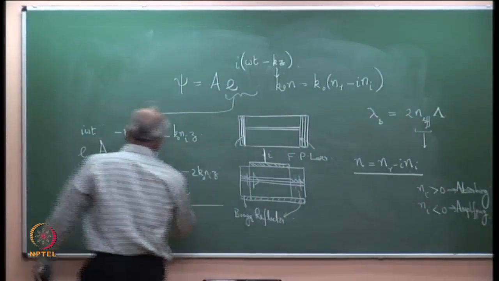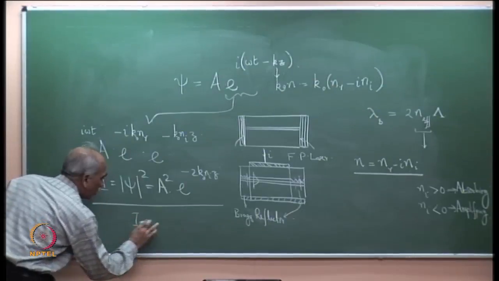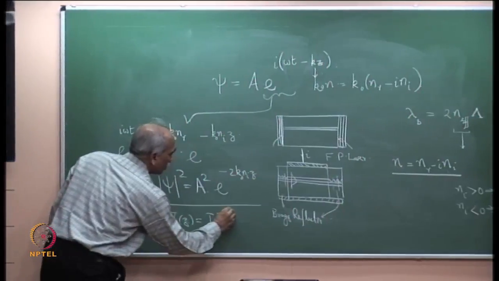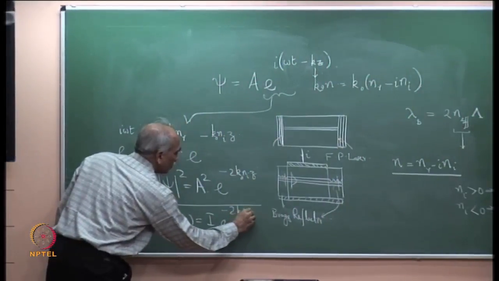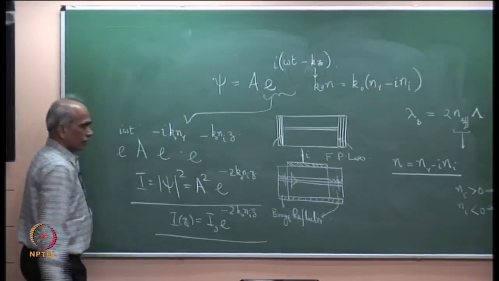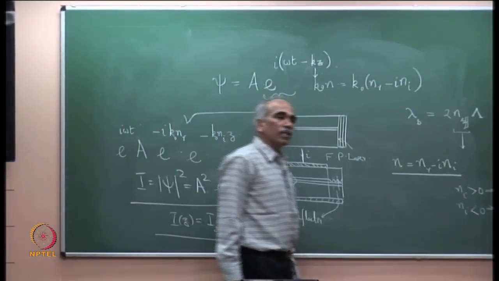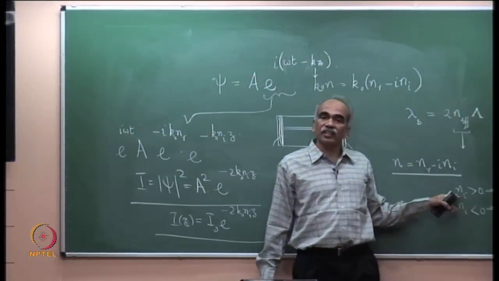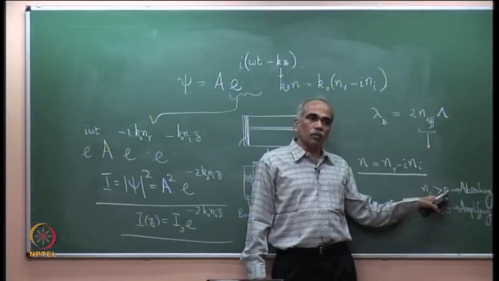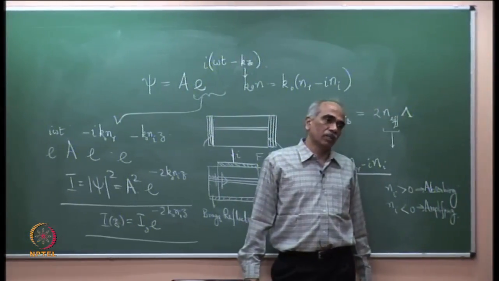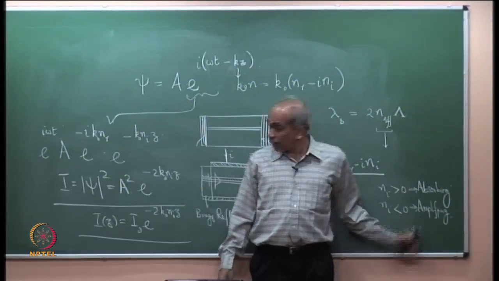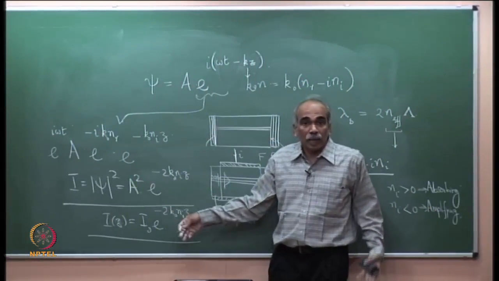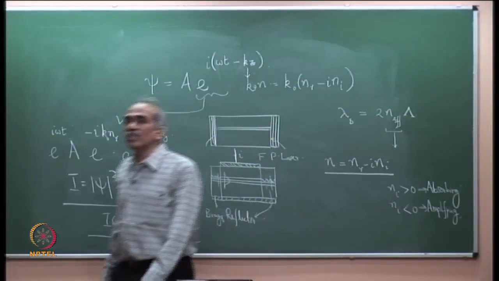This a square I can write as I 0. So, I have I of z is equal to I 0 into e to the power minus 2 k 0 Ni into z. The intensity is continuously decreasing with z if Ni is greater than 0, that is what I have written here. Ni is greater than 0 means the medium is absorbing. If Ni is less than 0, if you substitute Ni as negative, negative becomes positive, so it is amplifying, the medium is amplifying.